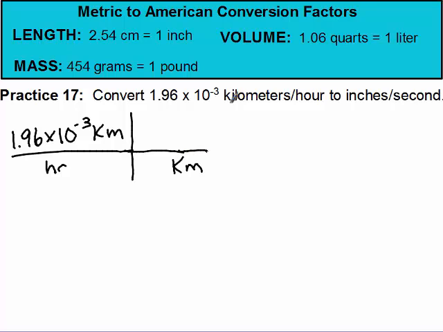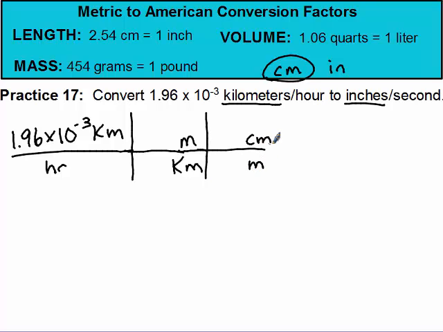I'm getting kilometers to inches, which is length. To do length, I need either centimeters or inches. Since I'm starting with metric, I'm going to convert kilometers to centimeters. Since that's prefix to prefix, first I've got to go to meters, and then meters to centimeters. Putting the ones with the prefixes. Kilo is 1 times 10 to the third, and centi is 10 to the negative 2.